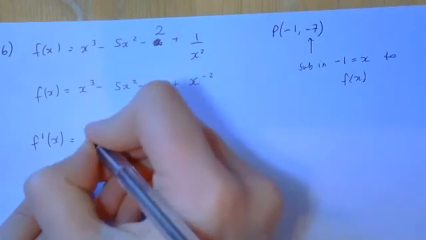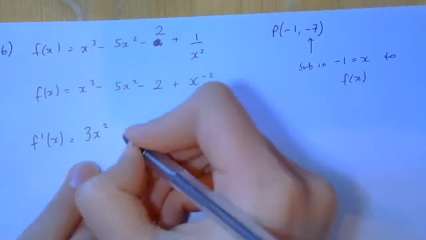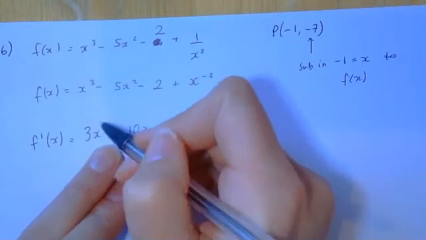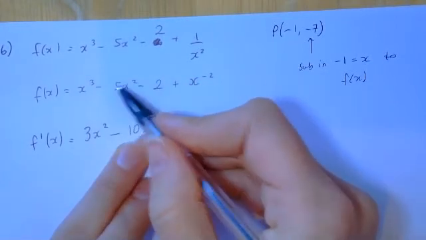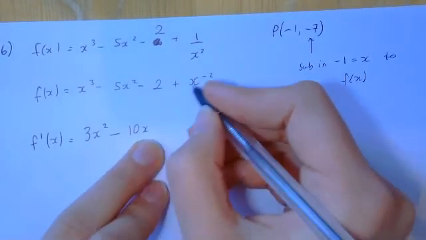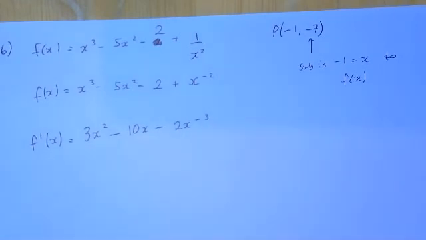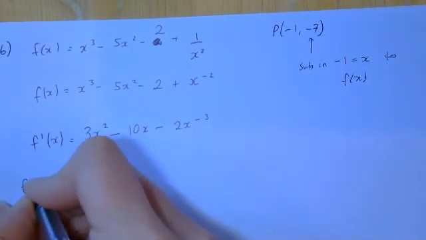Right, now remember, when we differentiate, we write f dashed. So now I'm going to differentiate this. So I've got 3x squared minus 10x. So multiplied by the power, reduce the power. Multiplied by the power, reduce the power. Right, so that's the expression.